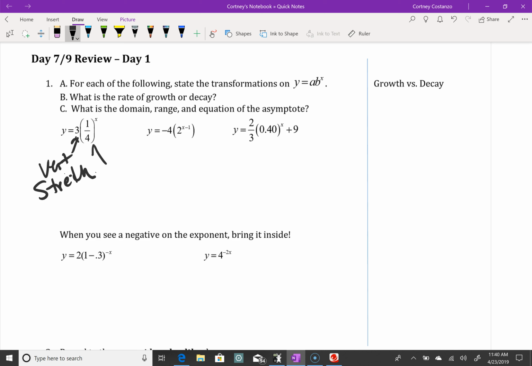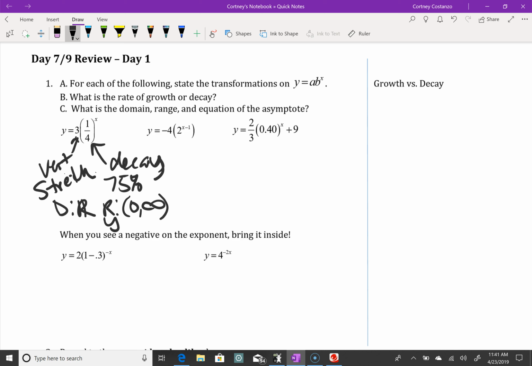And it's going to be a decay because the base is less than 1. Because it's 1/4, that's the same thing as 0.25. So the rate it's decaying is 75%, or a rate of 0.75, because it's always based off of 1. What is the domain? Domain will pretty much always be all reals, and the range will be based on the asymptote. Since there is no vertical shift up or down, it'll be 0 to infinity, and the equation of the asymptote will be y equals 0.